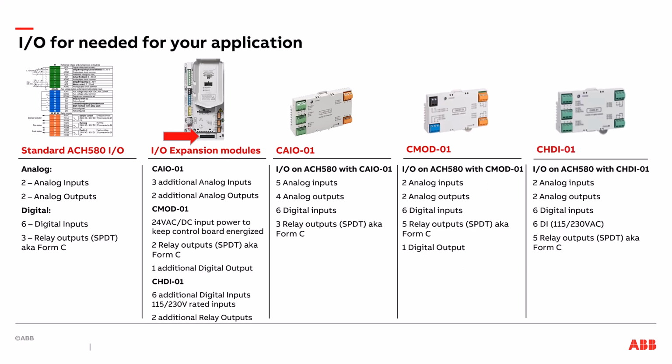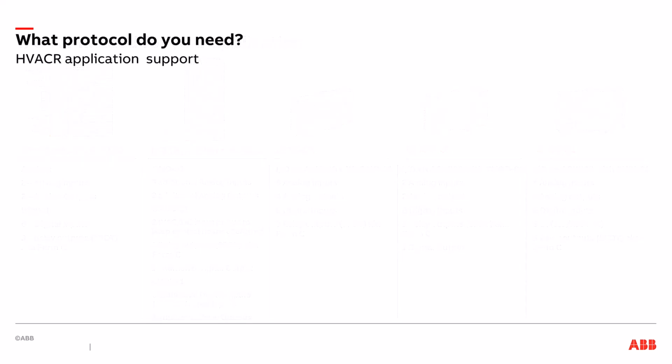For some new and also legacy applications, if you have a process that includes devices or reference points between 115 to 230 volts AC, the CHDI-01 can provide 6 digital inputs to support this, along with an additional 2 relay outputs for expanded process controls. What protocol support do you need for your application?